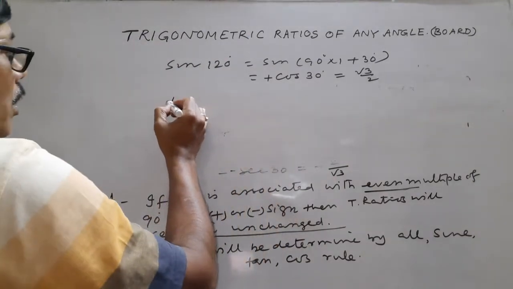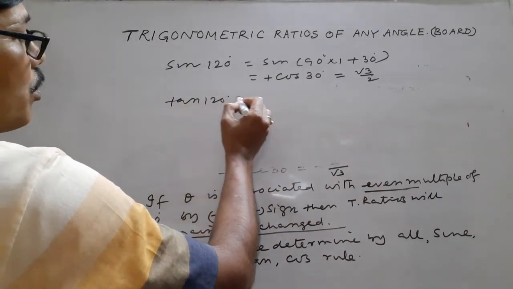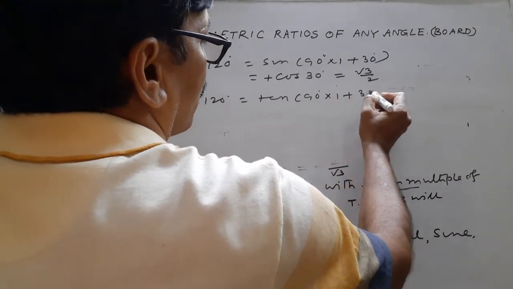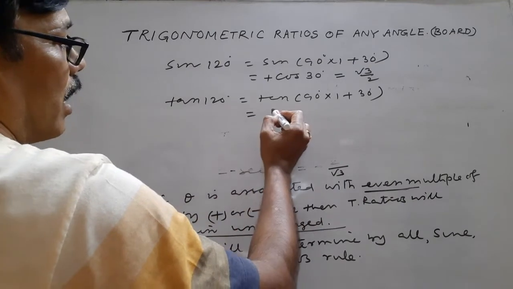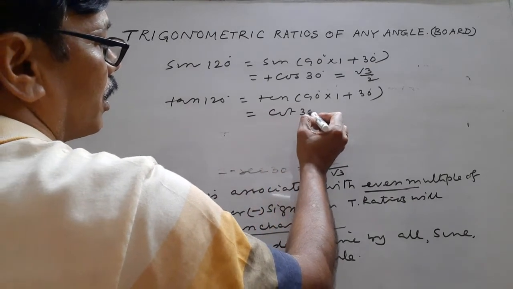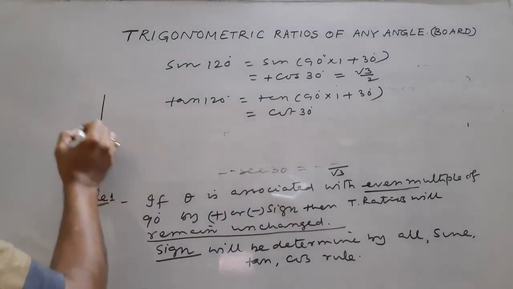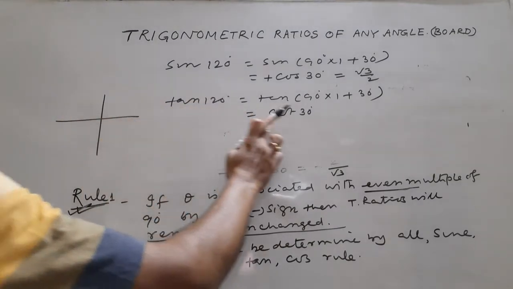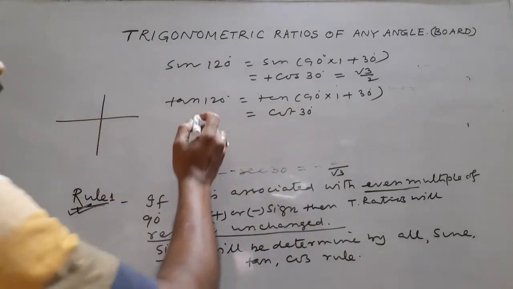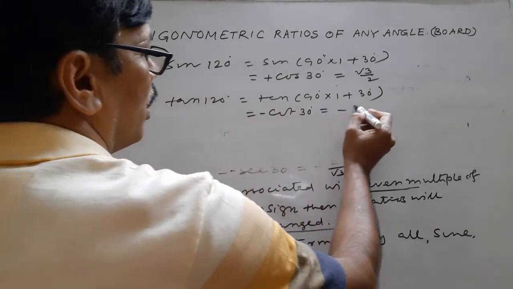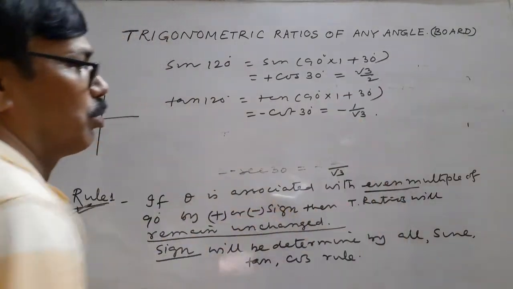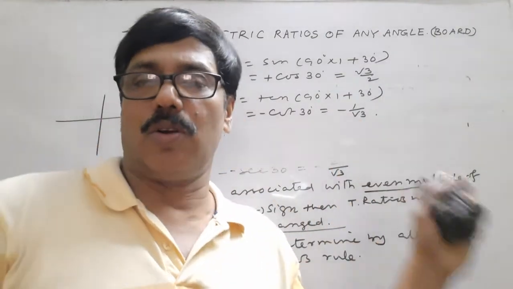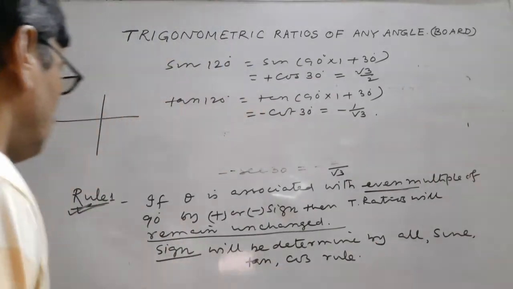For example, tan 90 degree into 1 plus 30. So if it is tan, it will be cot 30. Now we see the quadrant of the original trigonometric ratio, not the cot. In the second quadrant, tan is negative. So minus 1 by root 3. So it may be of even multiple or odd multiple. So rule 2.